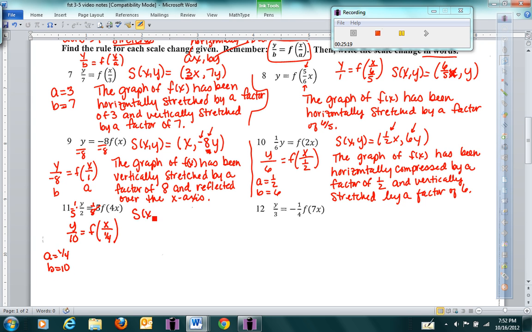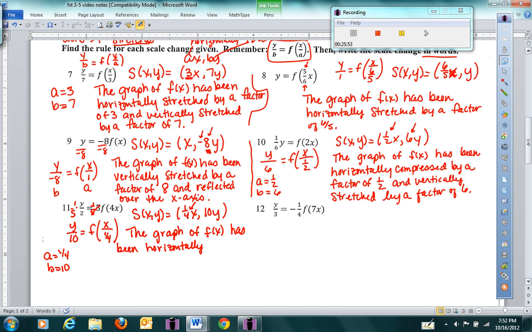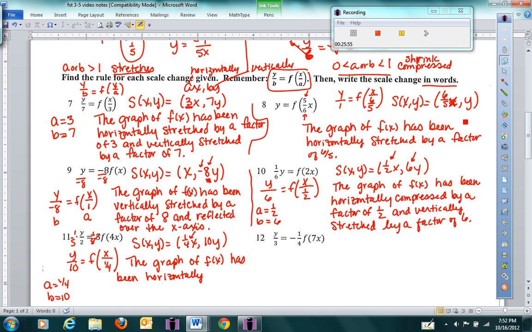The rule is 1/4 x, 10y. So it's going to be 1/4 as wide and 10 times as tall. So we're going to say the graph of f of x has been, okay, now we'll talk about this first, horizontally, and then the 1/4 is a compression, all right? It's going to lie between 0 and 1. We're going to compress it.